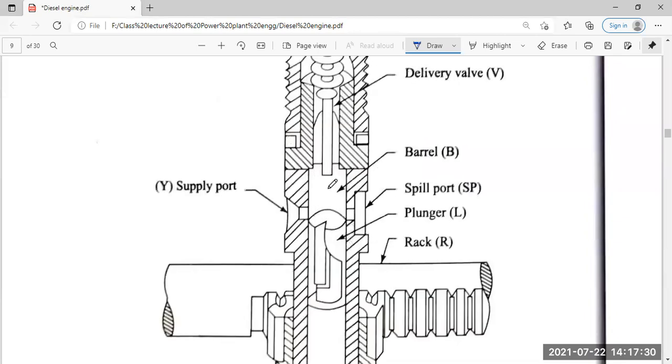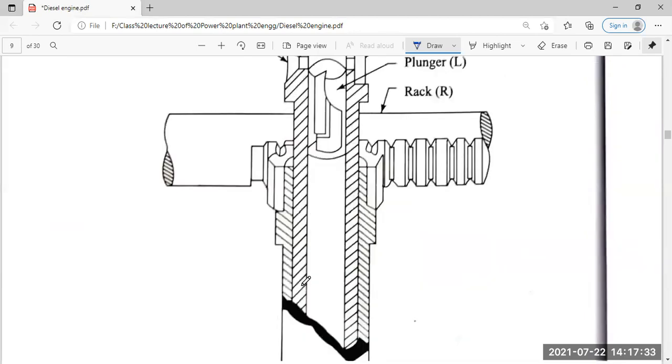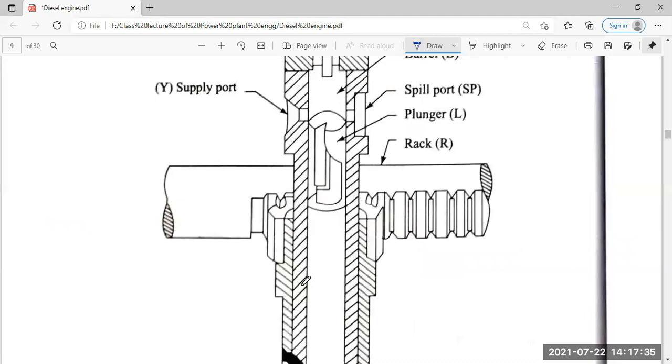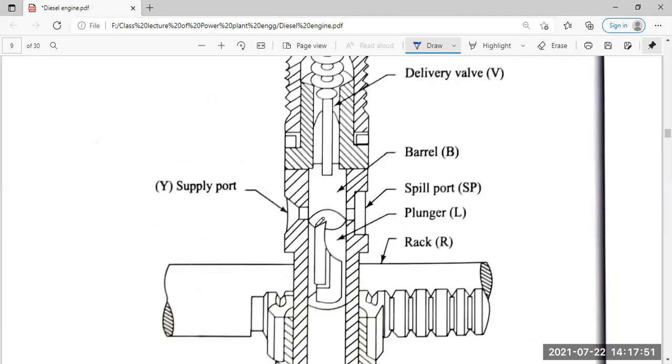So this is the overall shape of a fuel pump, showing the different positions. This is the rack. The rack can move in a rectilinear path, and thus it rotates the gear form of the plunger. Then there is a plunger here, and the supply port here. And this is the barrel P. Here the spill port SP, supply port Y, and the fuel supply to the engine.